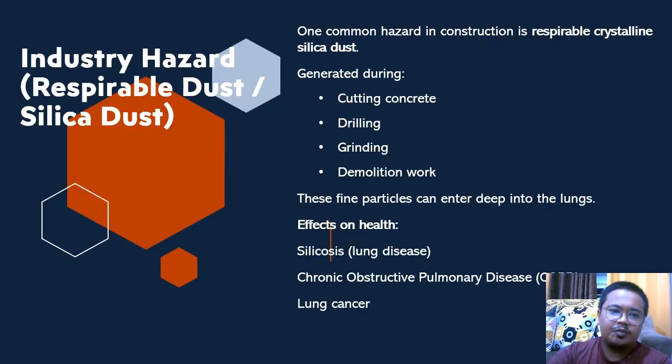Industry hazard: respirable dust or silica dust. One of the common industrial hygiene hazards in construction is respirable silica dust. This dust is produced during activities such as cutting concrete, drilling, grinding, and demolition work. These particles are very fine and can enter deep into the lung when inhaled. This fine particle can enter the lung, with effects on health including silicosis, lung disease, chronic obstructive pulmonary disease, and lung cancer.